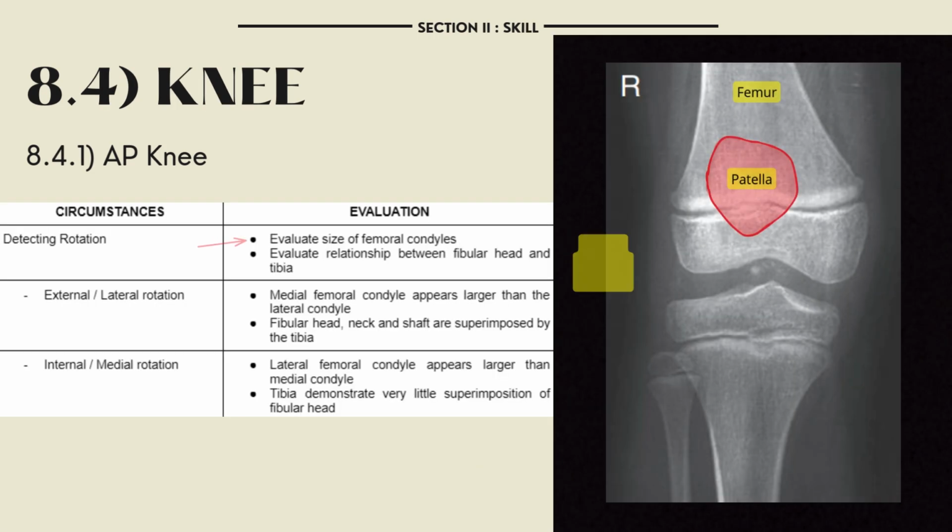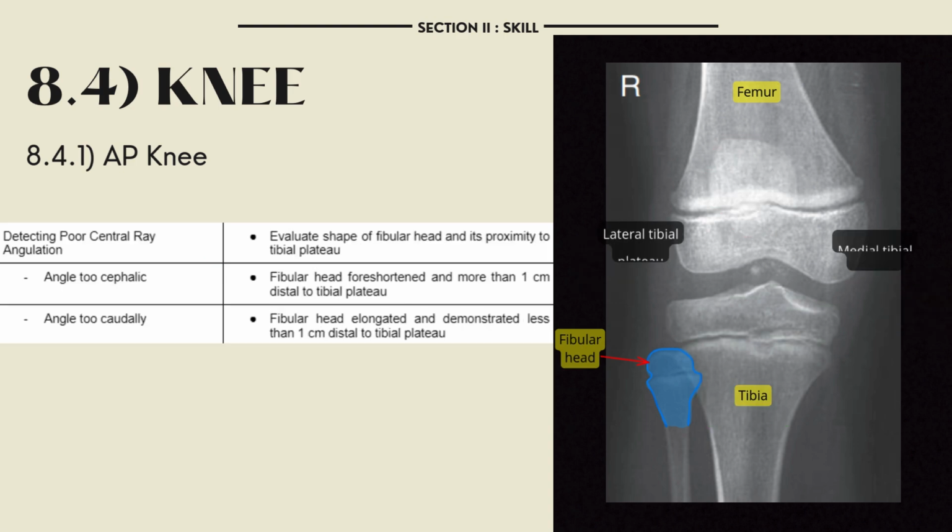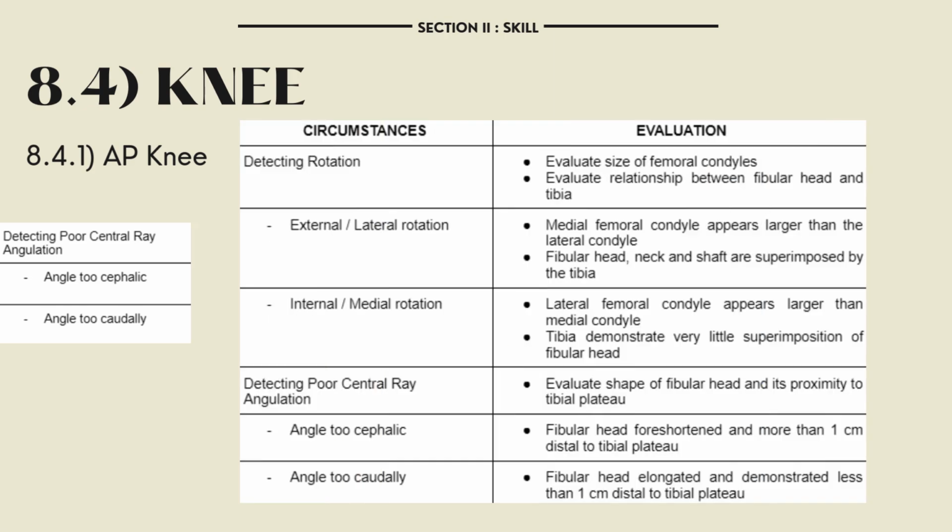Fourth is knee. Firstly, evaluate the size of the femoral condyle. The external rotation demonstrates a larger medial condyle compared to the lateral condyle. Meanwhile, internal rotation demonstrates a larger lateral condyle. Next, evaluate the relationship between the fibula head and tibia. If the fibula is superimposed by the tibia, it is external rotation. However, if there is very little superimposition, it is internal rotation. Furthermore, you could detect poor central ray angulation by evaluating the shape of the fibula head and its proximity to the tibial plateau as explained in the slide.